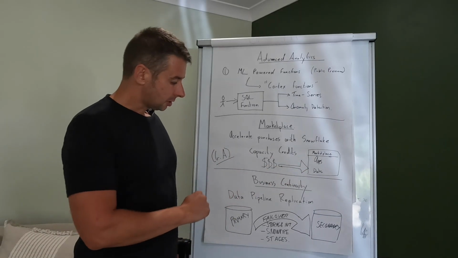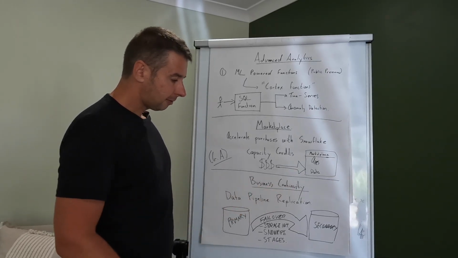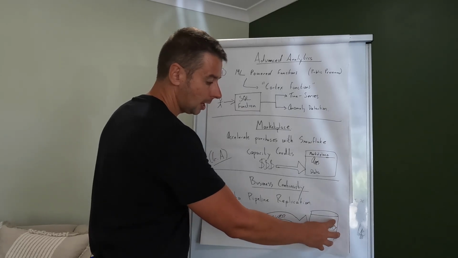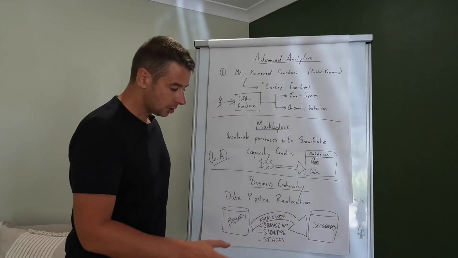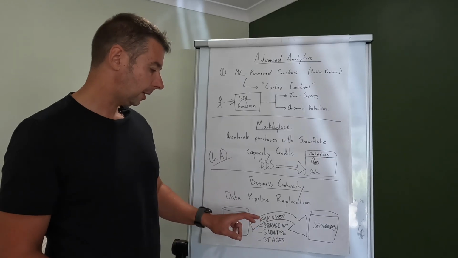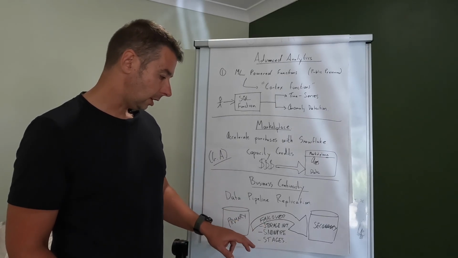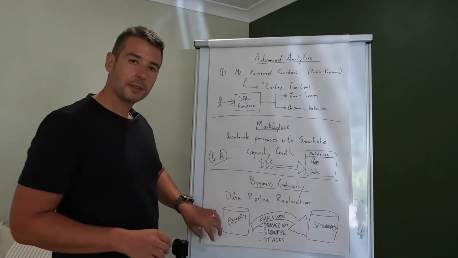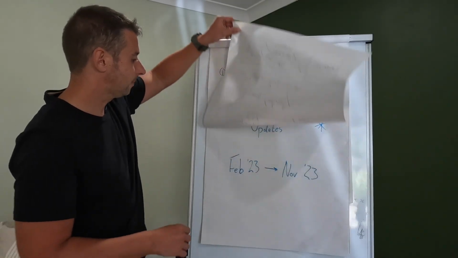Just moving on to business continuity then, so we've now got data pipeline replication. So if you've got a primary Snowflake account in this region and a secondary Snowflake account over here in a different region, you can now automatically fail over your internal storage, your Snowpipes, and your stages as well. So well worth considering if that's something applicable to your environment.